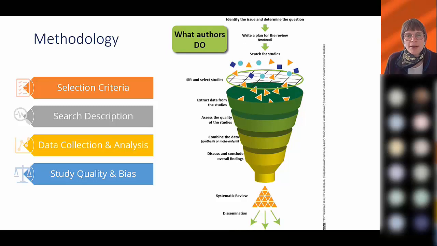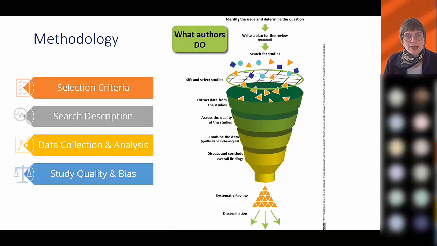For the selection criteria, we want to know how you decided what studies were included and excluded, so the types of participants, interventions, and measures. The search description needs to be meticulously documented so it can be assessed and replicated. Important to keep in mind: your full search strategy should be provided within the paper.